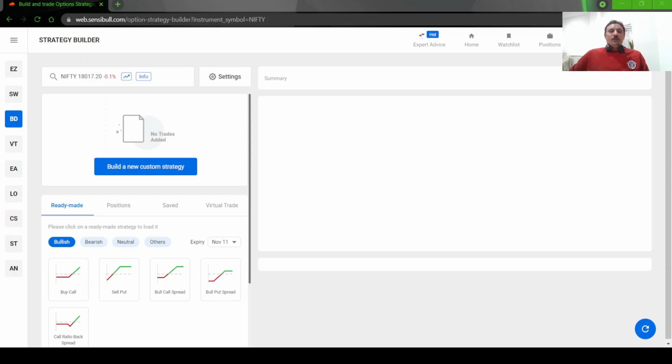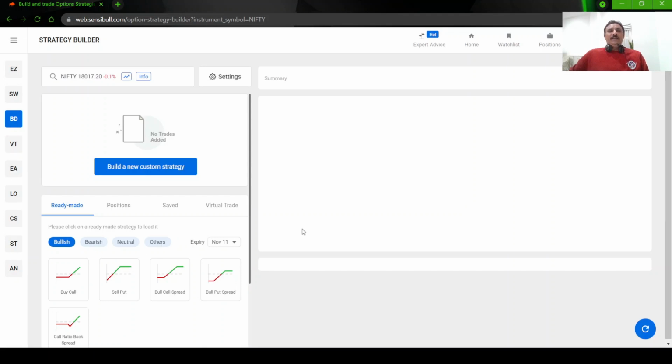Today we are going to talk about bear call ladder. The name is deceiving. The bear call ladder is used for a bullish view. Let's see how the strategy will look like.